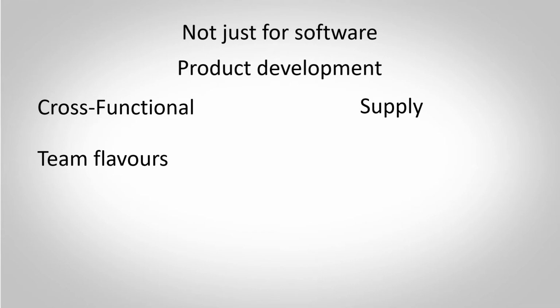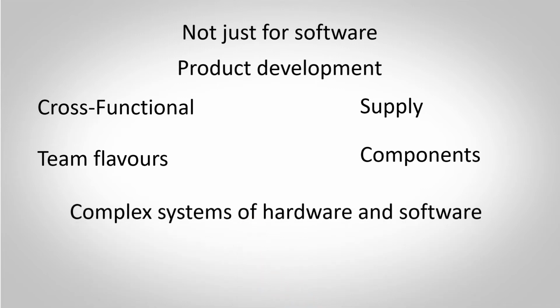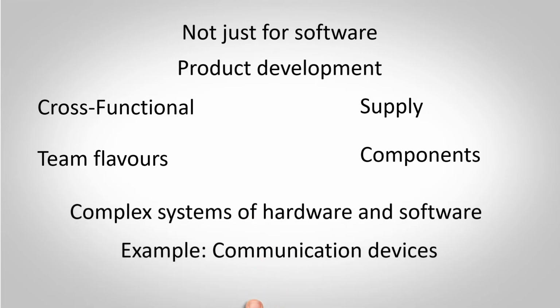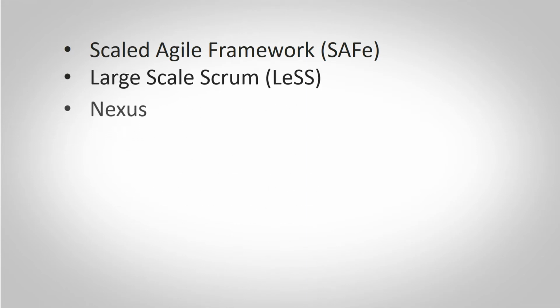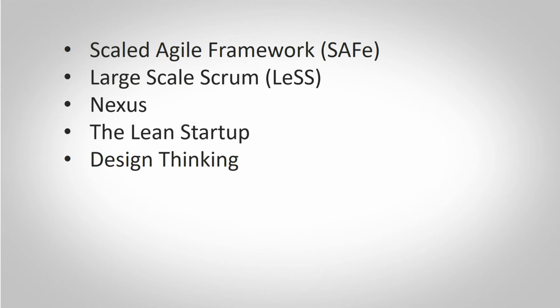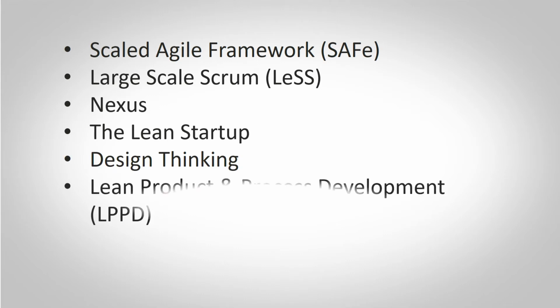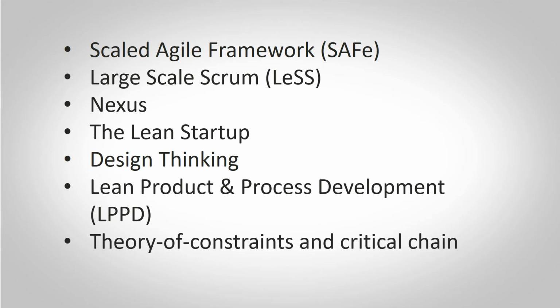There are different team flavors and different components, and where it really works well is with complex systems of hardware and software. For example, communication devices, because now it allows the supply chain, firmware, hardware, and software to all integrate together in an agile fashion. So this framework itself can be embedded within different frameworks such as SAFe, LeSS, Nexus, Lean Startup, Design Thinking, Lean Product and Process Development, and the theory of constraints and the critical chain.